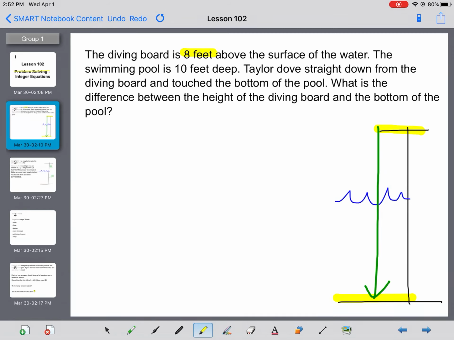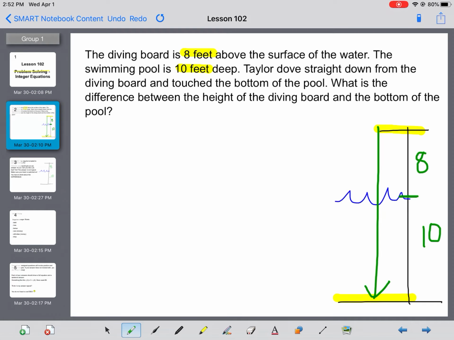All right, so we have a couple of important numbers here. We have an 8 feet and we have a 10 feet. So our information told us that the diving board is 8 feet above the surface of the water. So we'll have the surface right about here. And the swimming pool is 10 feet deep.